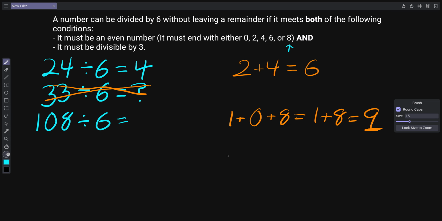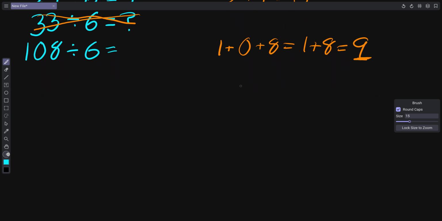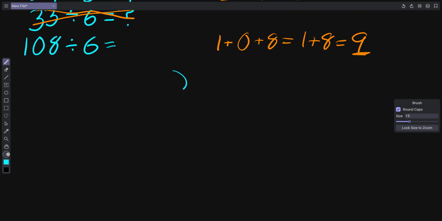And now all that's left to do is the long division, so let's do that. So I'll put 6 over here, I'll put 108 over here. 6 goes into 1 0 times, but it does go into 10 one time. 1 times 6 equals 6, and 10 minus 6 equals 4. We drop down the 8.